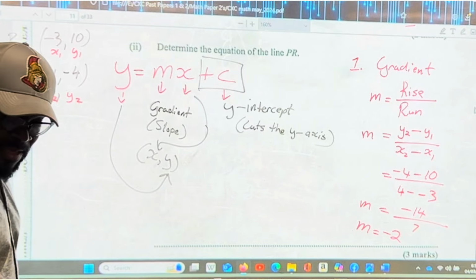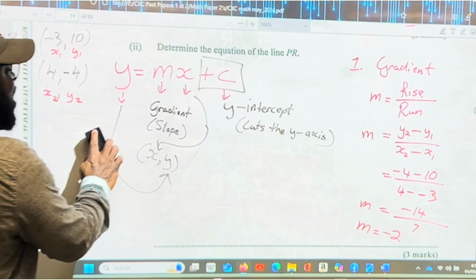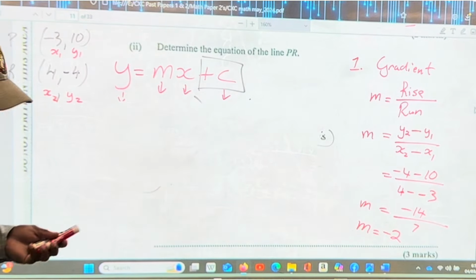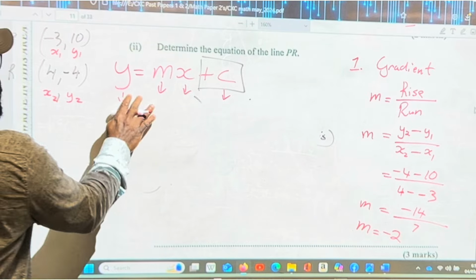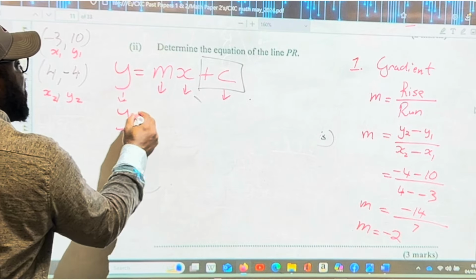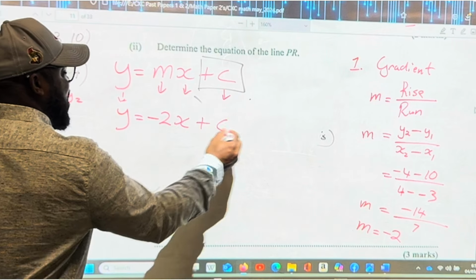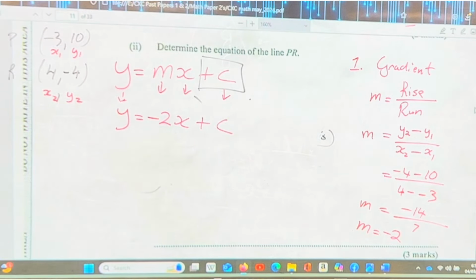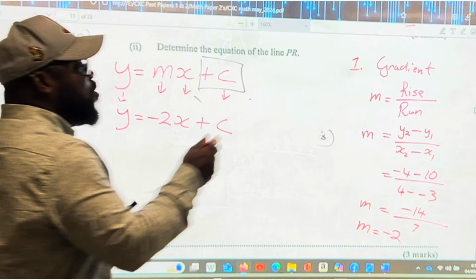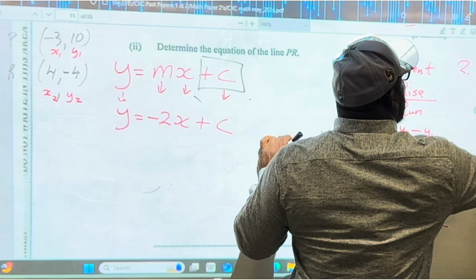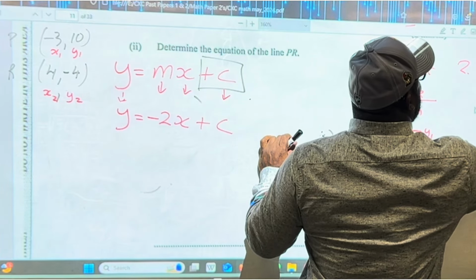So we go back to this now. Go back and write down this. We now have something: we have y, we have a gradient, we have x plus c. We're building out our formula. The next step is to find the y-intercept.